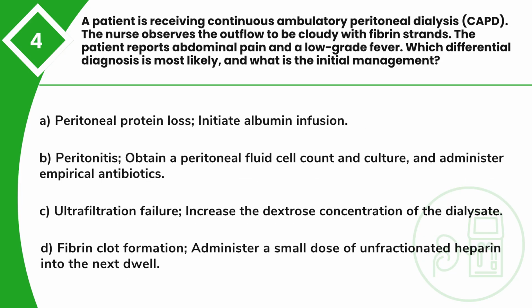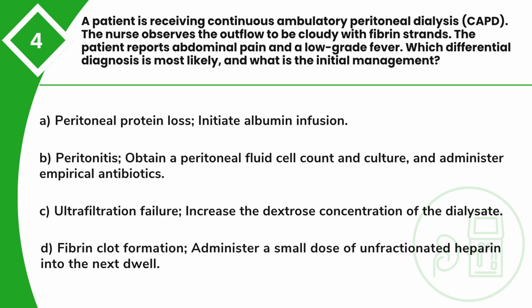Question 4. A patient is receiving continuous ambulatory peritoneal dialysis. The nurse observes the outflow to be cloudy with fibrin strands. The patient reports abdominal pain and a low-grade fever. Which differential diagnosis is most likely, and what is the initial management? A. Peritoneal protein loss. Initiate albumin infusion.